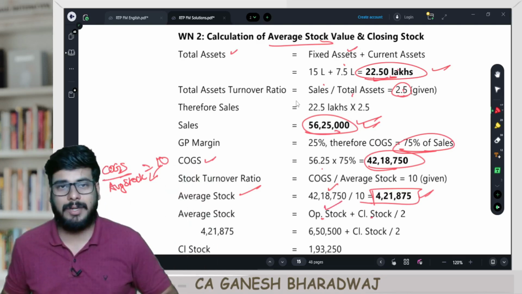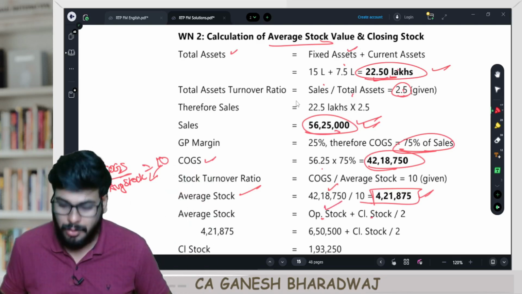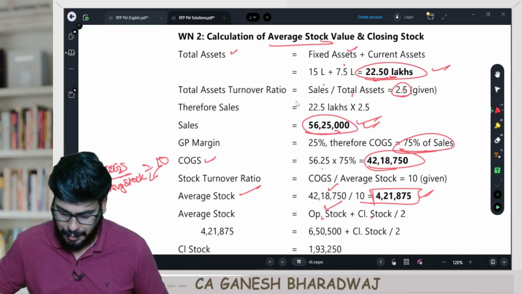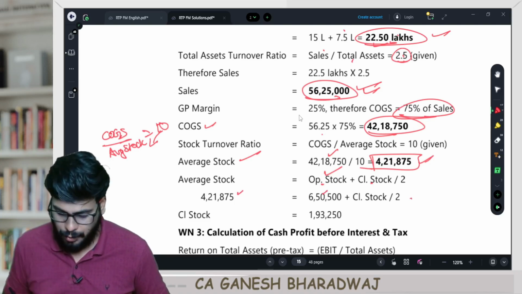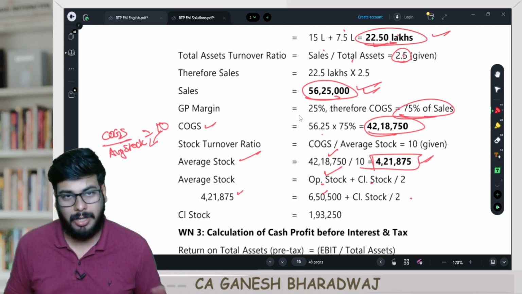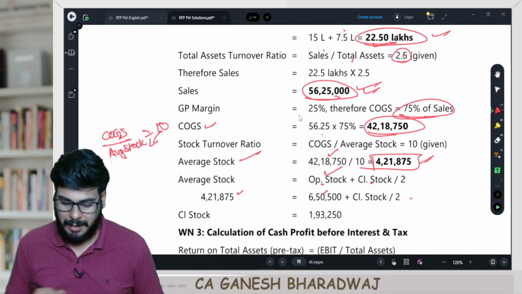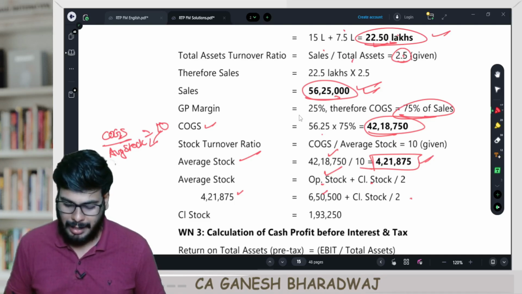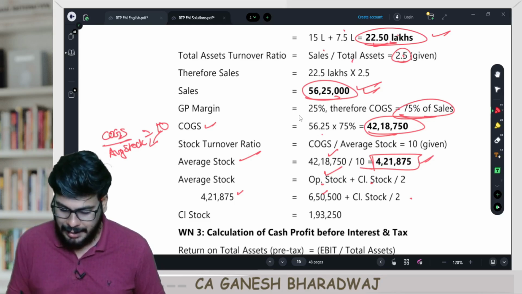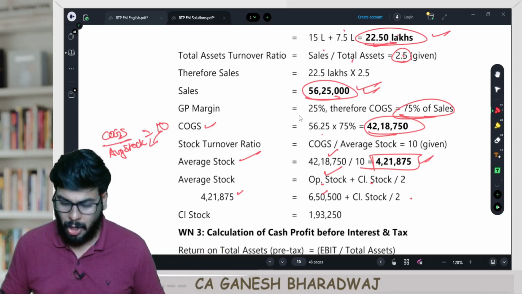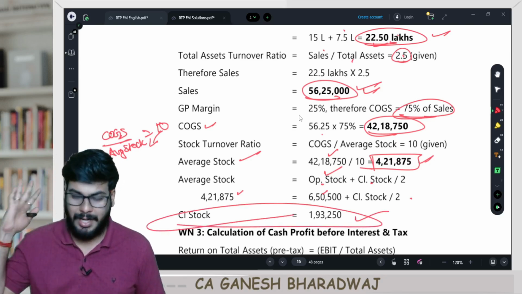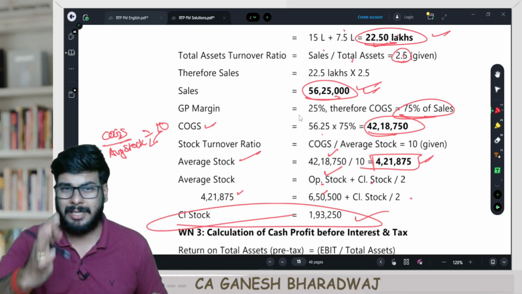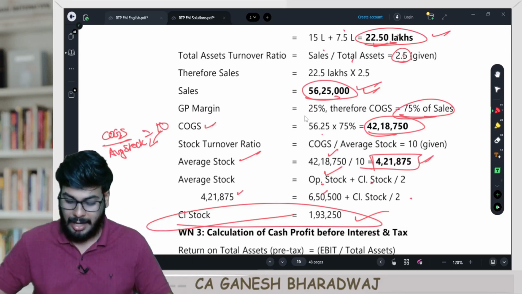Opening figure is given in the question, right? The balancing figure is going to be your closing stock. Very simple. So average stock is equal to opening, which is given, plus closing by 2. Or in other words, your closing stock is going to be what? So you can simply cross multiply and you can calculate. So this goes to the other side. It's going to be 4,21,875 into 2 minus 6,50,500. If you just do this normal cross multiplication and calculation, closing stock value is arrived at 1,92,250. Are you clear with this? Very, very simple, guys. With this, you can also arrive at this.